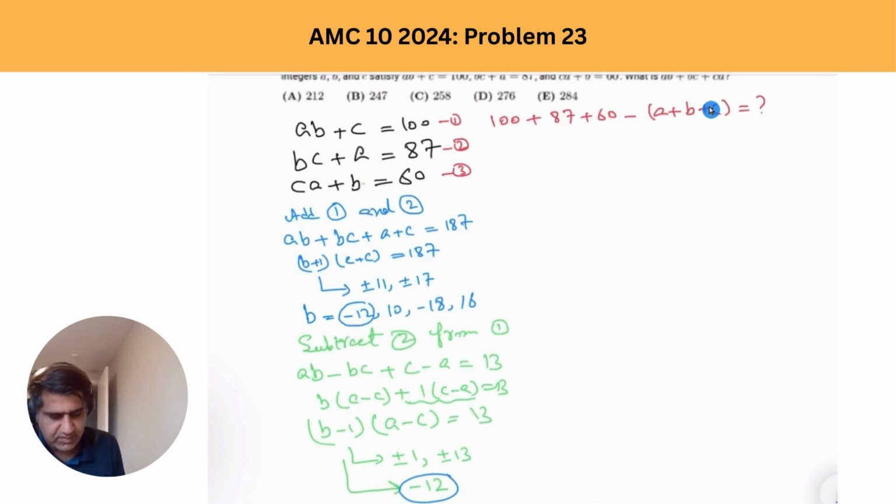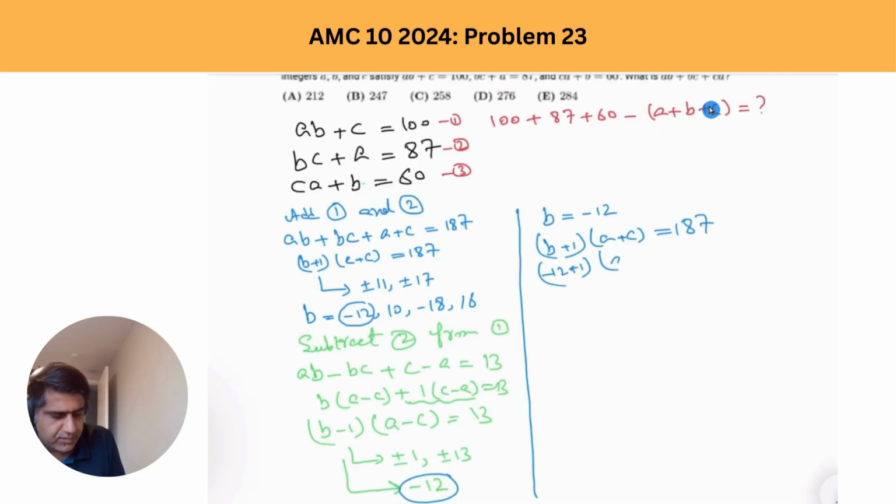So now let's see what value is possible for A plus C. Since we know that B is negative 12 and we also know that B plus 1 times A plus C is 187, then if you add negative 12 plus 1, from here we can get that A plus C is basically 187 over negative 11. So that is negative 17.